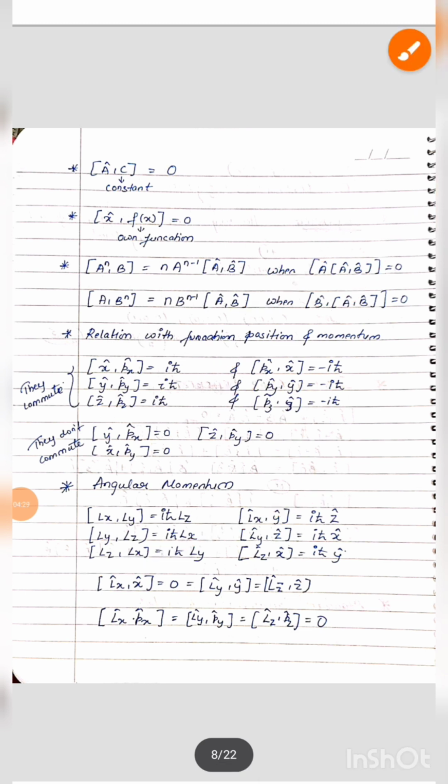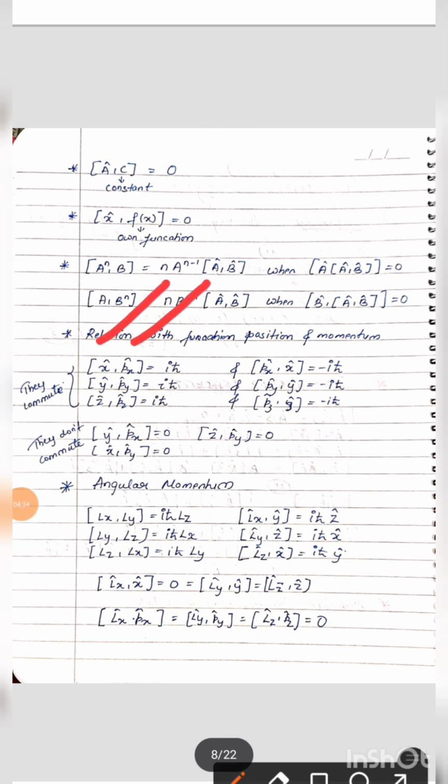Okay, next, the commutator of x with p_x is i h cut.